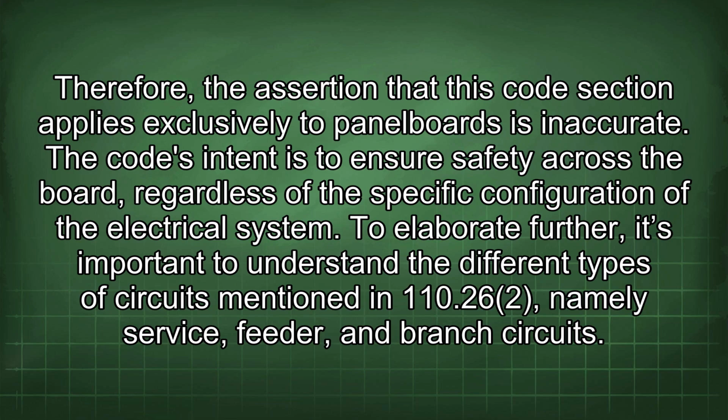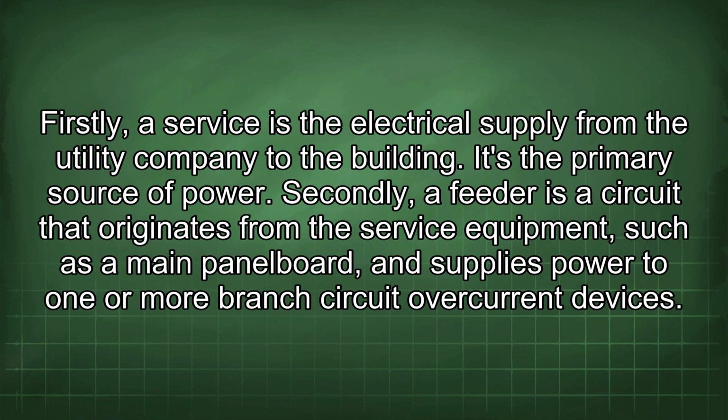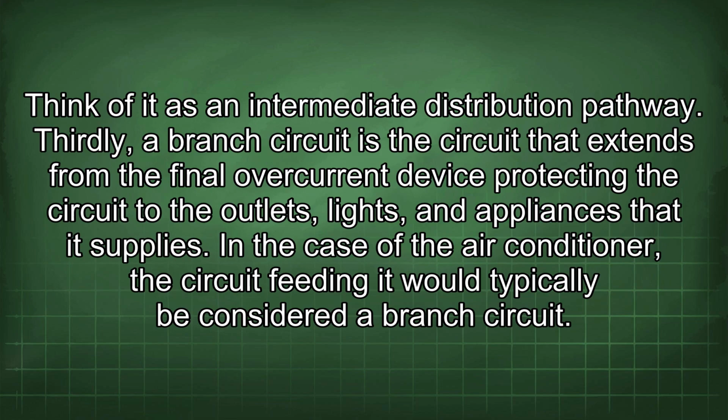To elaborate further, it's important to understand the different types of circuits mentioned in 110.26, namely service, feeder, and branch circuits. Firstly, a service is the electrical supply from the utility company to the building. It's the primary source of power. Secondly, a feeder is a circuit that originates from the service equipment, such as a main panel board, and supplies power to one or more branch circuit overcurrent devices. Think of it as an intermediate distribution pathway.